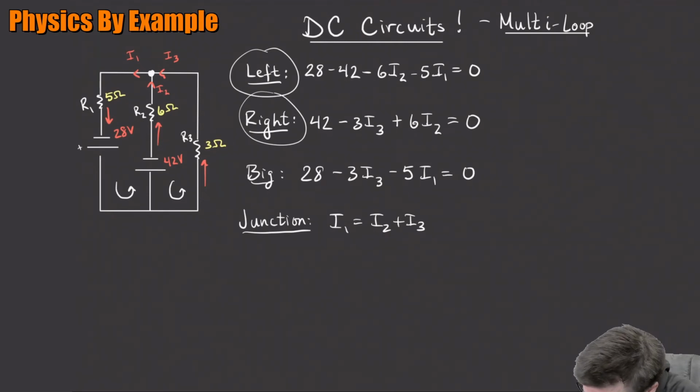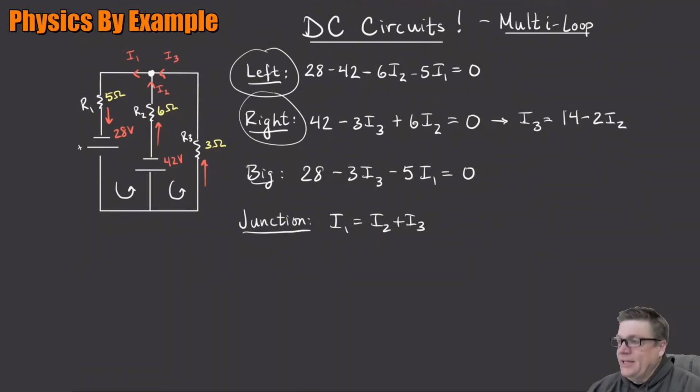Let's see, this one looks like I can simplify pretty easily. If I divide everything by 3, this tells me that I3 is equal to 42 divided by 3. That's going to be 14, so it's going to be 14 minus 2 I2. That looks right.